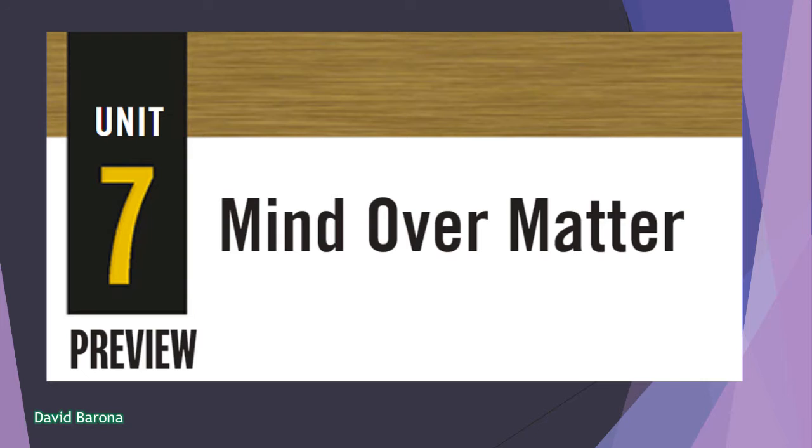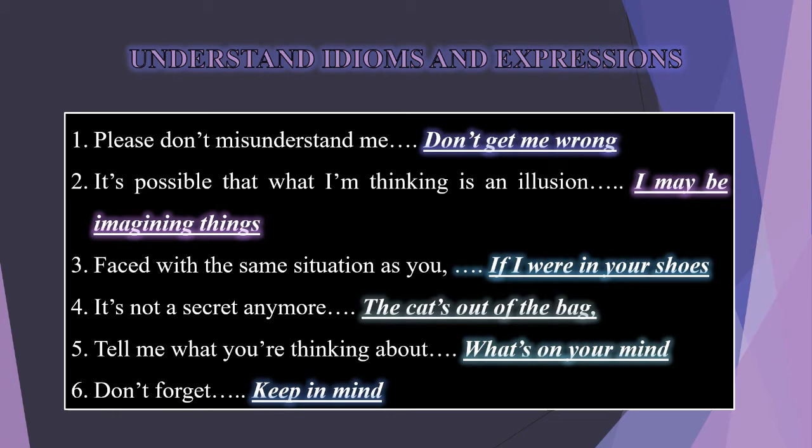This is David Barona. I'm going to talk about unit number 7, Mind Over Matter. Understand idioms and expressions. For example, if I say "don't get me wrong," that means please don't misunderstand me. If I say "I may be imagining things," that means it is possible that what I am thinking is an illusion. If I say "if I were in your shoes," that means facing the same situation as you.